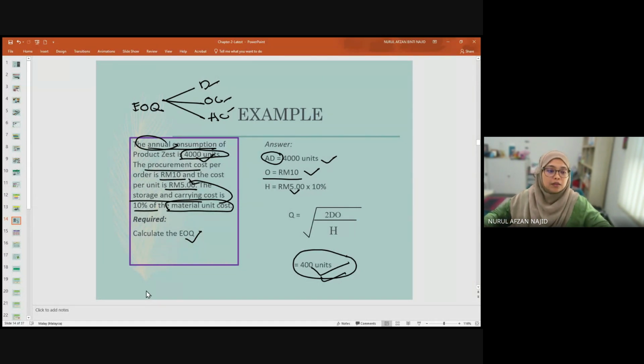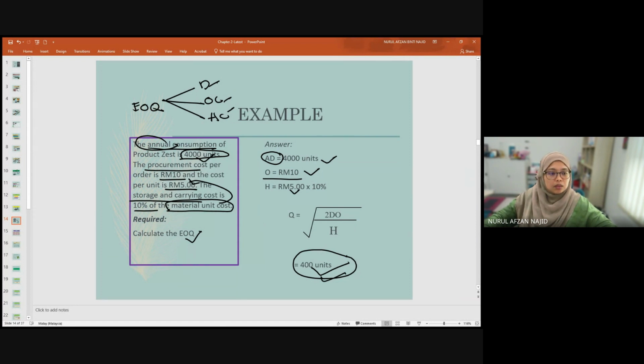Calculator tak semestinya scientific calculator. As long as calculator tu dia ada punca kuasa 2 punya calculator. Okay, madam pun guna yang calculator yang macam gini je. Mudah. Dan besar. Bila besar macam ni, dia tak salah tekan kan.